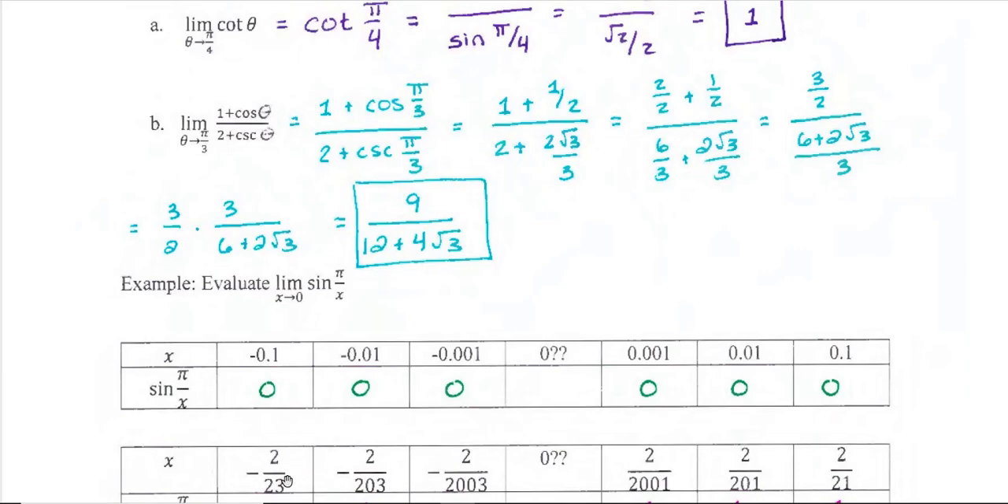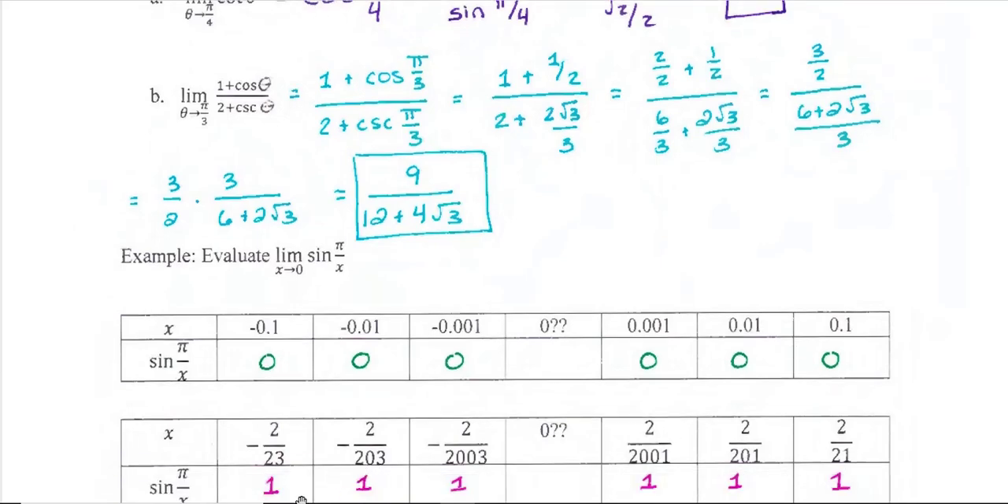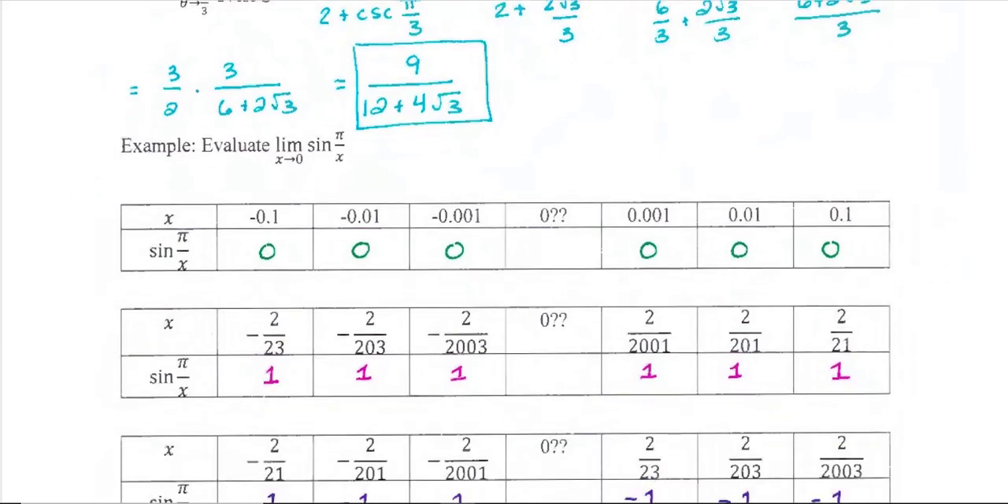Negative 2 over 23, negative 2 over 203, negative 2 over 2003. These are getting significantly close to 0 coming from the left. 2 over 21, 2 over 201, 2 over 2001. That's getting really close to 0 coming from the right. But when you plug those values in for x, each one of those is going to give you an output of 1. So this would tell us that the limit as x approaches 0 of the sine of pi over x would be 1. But look at these set of values here.